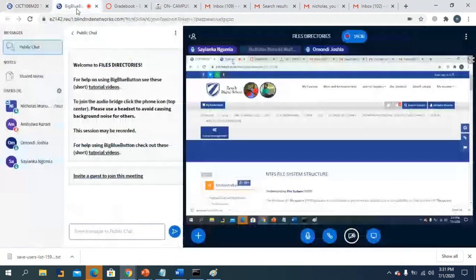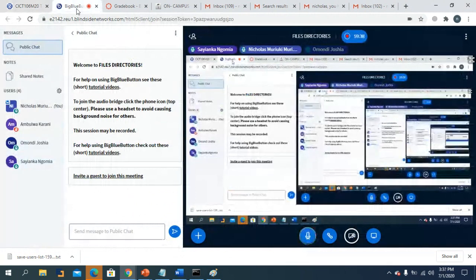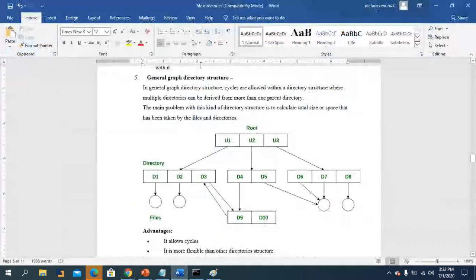You put the notes? The notes, I will send immediately after we end our class. I will send them immediately. Remember, we are supposed to start from this file system. I will send them from this point.